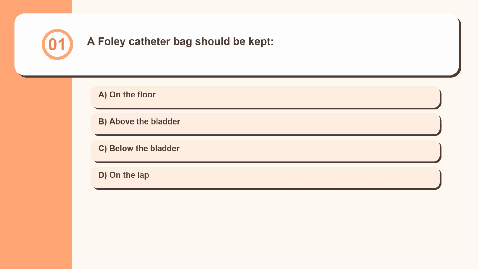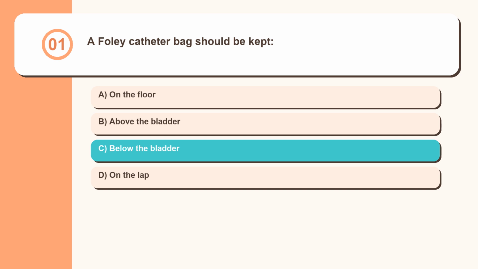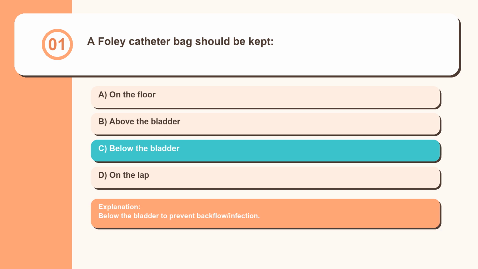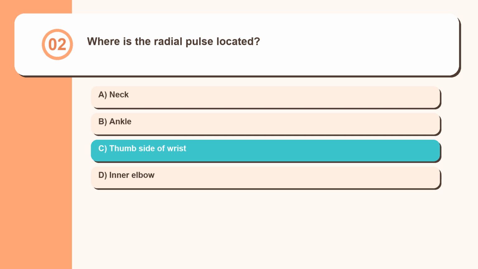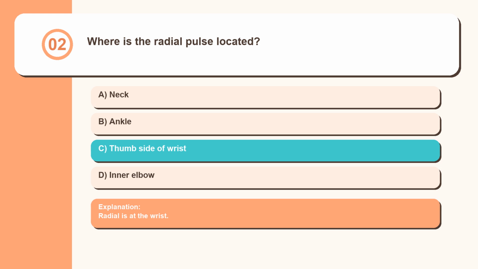Question 1. A Foley catheter bag should be kept on the floor, above the bladder, below the bladder, on the lap? Below the bladder to prevent backflow/infection. Question 2. Where is the radial pulse located? Neck, ankle, thumb side of wrist, inner elbow? Radial is at the wrist.